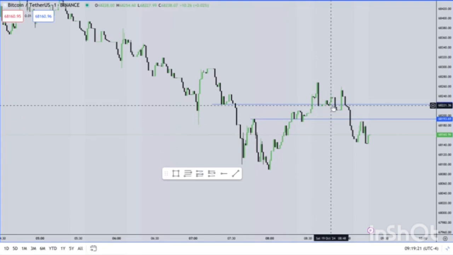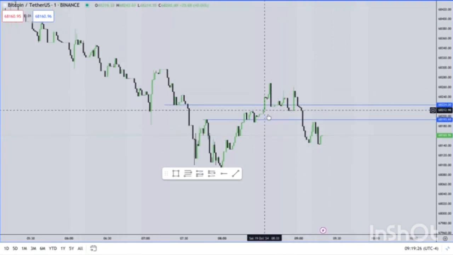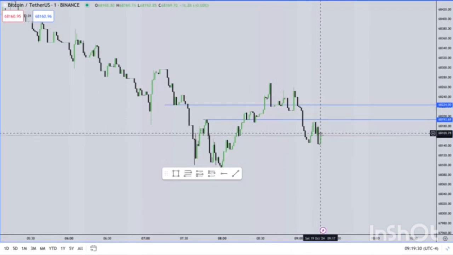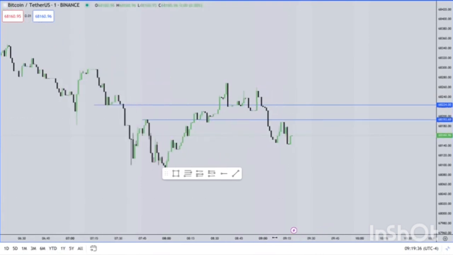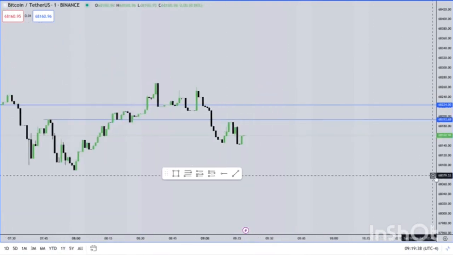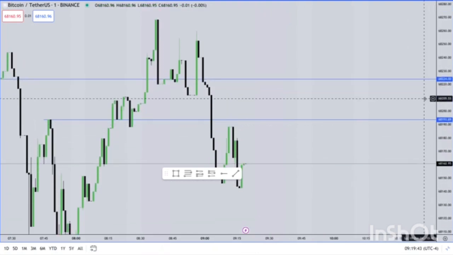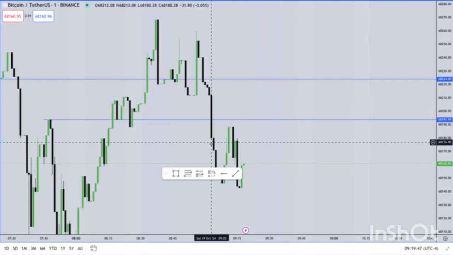We saw this move. Now, because we couldn't enter from here, we are going to be hunting for another fair value gap. There is no fair value gap here except this one. Why did I call this one a fair value gap? It consists of three candlesticks. You zoom up. This is the first, this is the second, and this is the third.